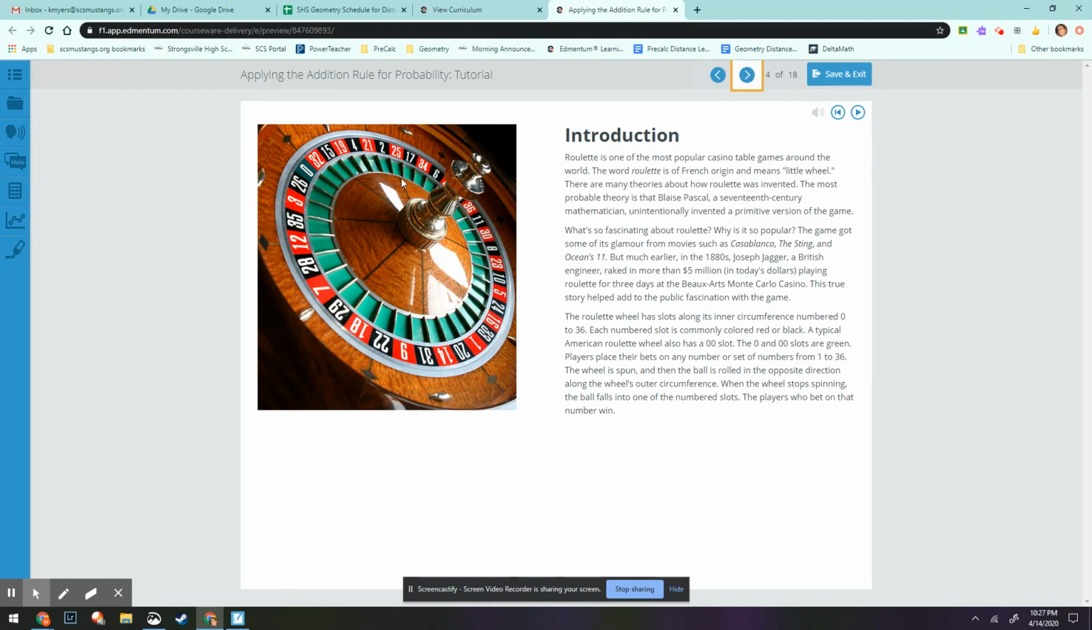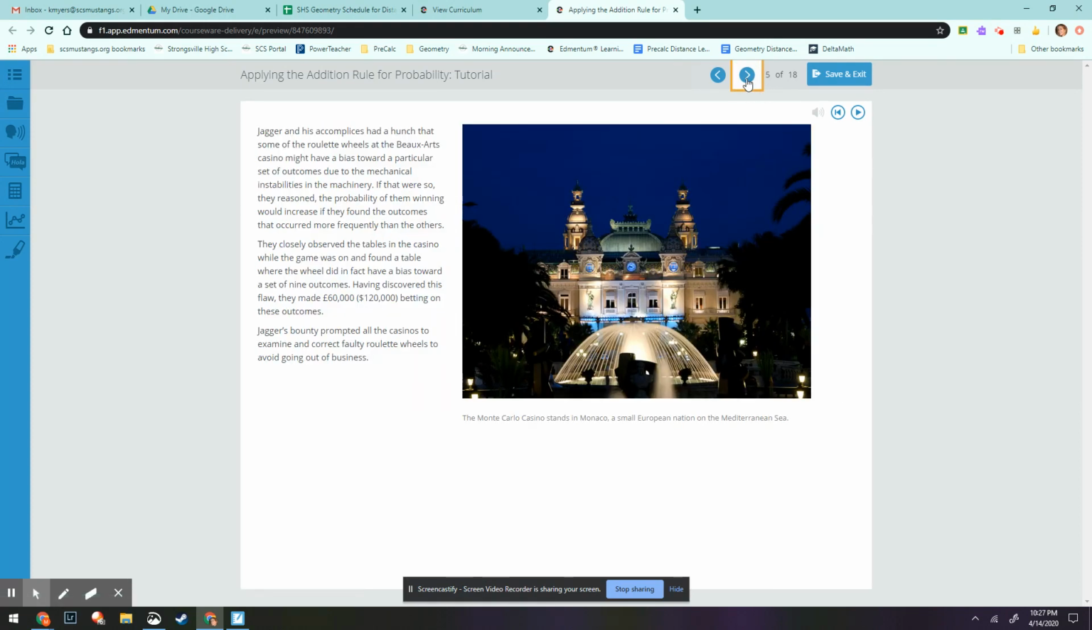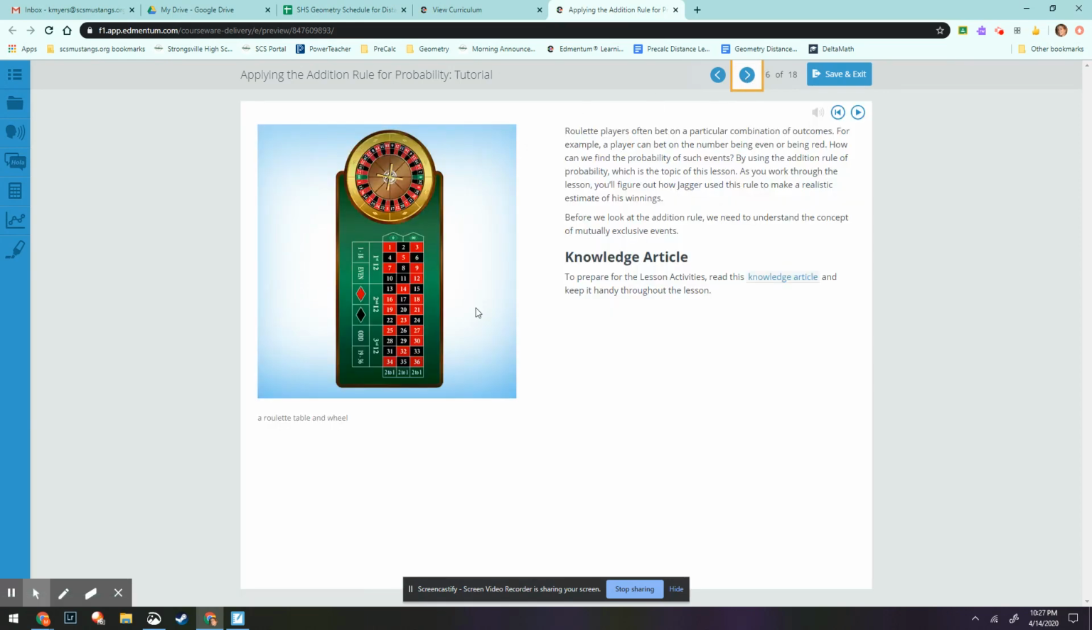Actually, this picture right here is not an American roulette because there's no double 0 on there. But that's just describing what roulette is. This was a little story you can read if you want. I'm going to skip over it. And here's that roulette table along with the wheel, and this is the table where you make your bet.